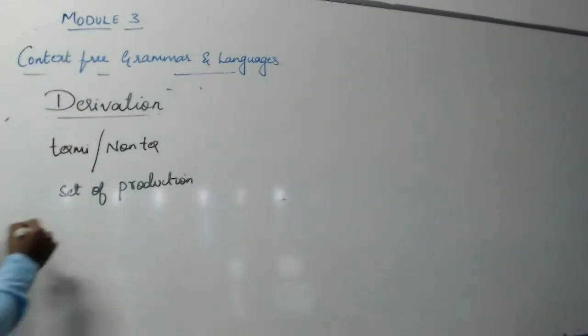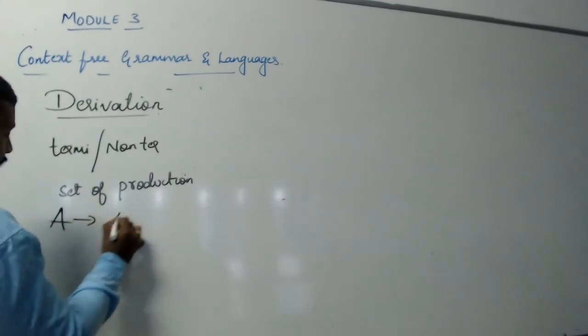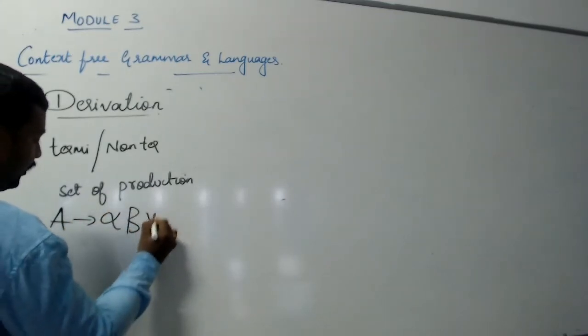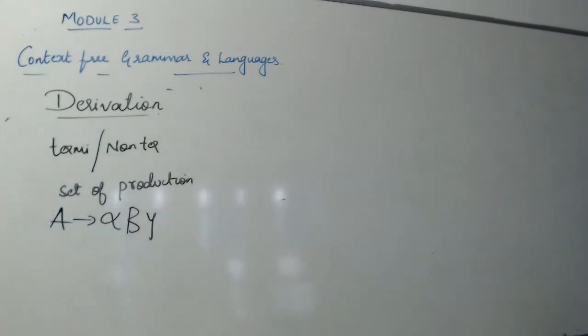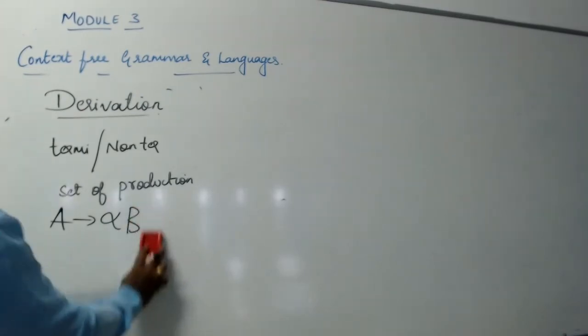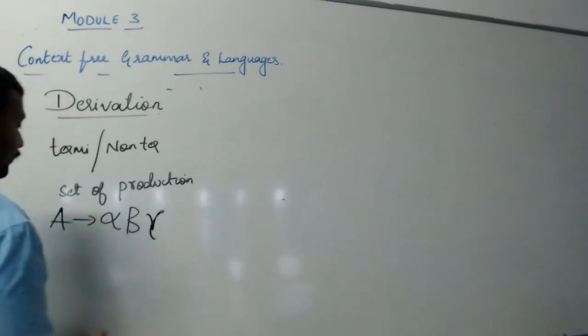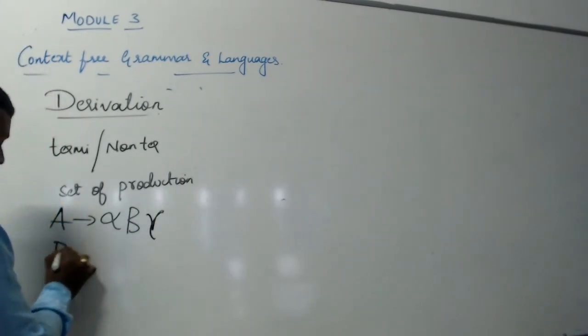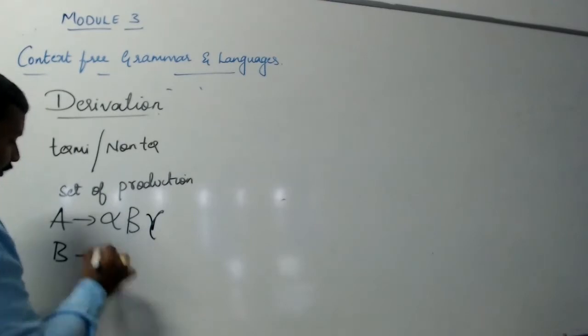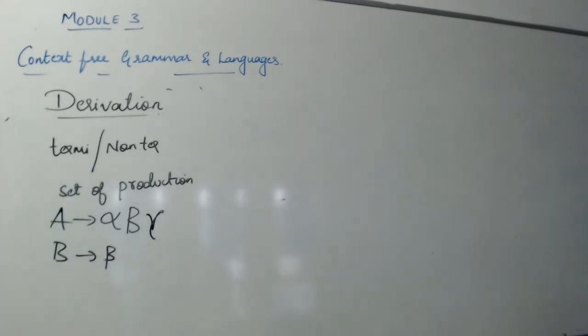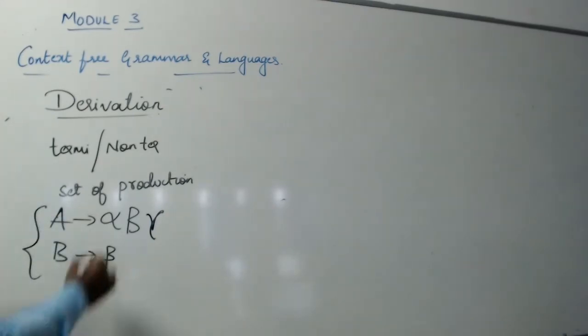So A tends to alpha B gamma, I'll take it as gamma itself. And B tends to beta. And in this example, A and B are non-terminals, alpha, gamma and beta are terminals. These are the terminals.